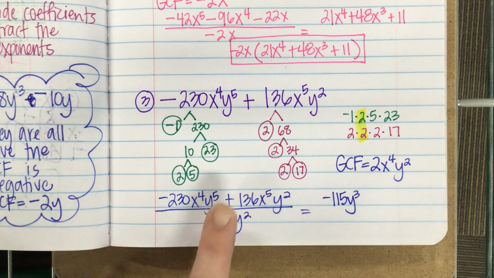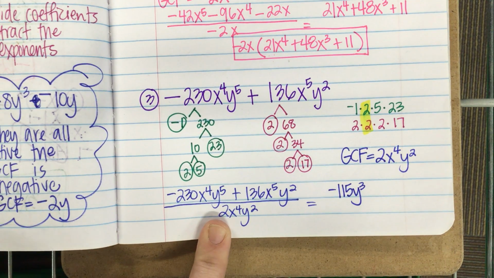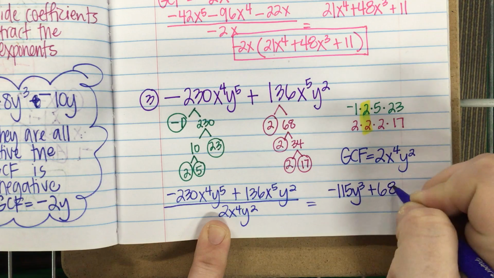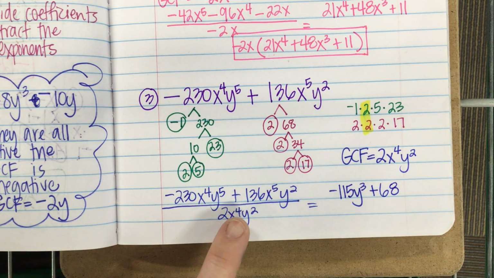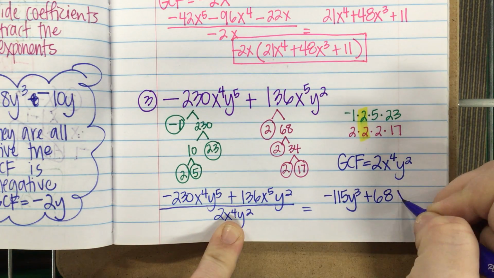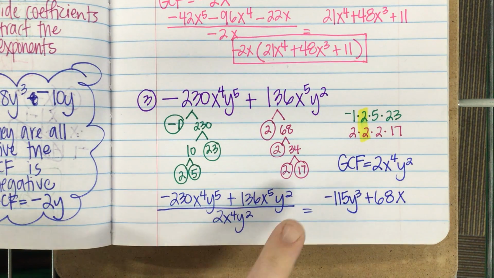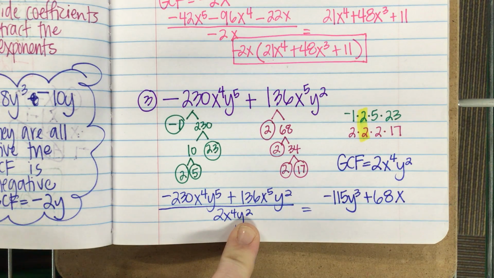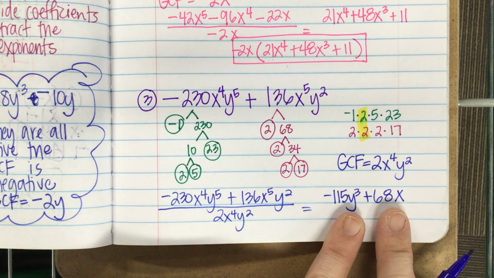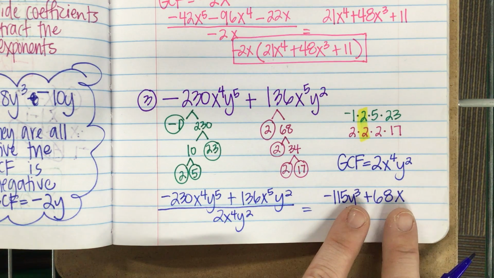What's 136 divided by 2? Positive? Yes. 68. What's x to the 5th divided by x to the 4th? Just regular old x. And the y squared cancels out. This is in standard form. Why is this in standard form? Because the y has a greater exponent than the x, even though it's not in alphabetical order, right?